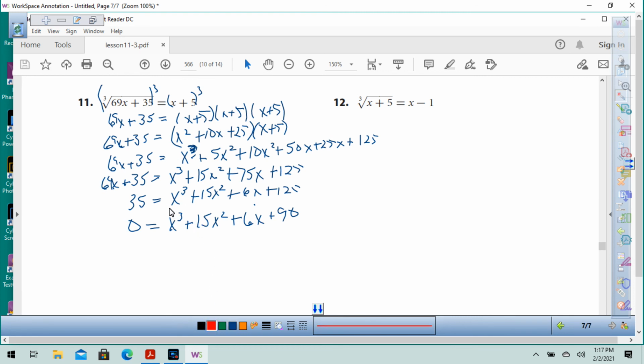Factor this. I'm going to group the first two and then group the last two. I got 0 equals, and then I can take an x squared out, and that gives me x plus 15, plus, take the 6 out, and that gives me x plus 15. So 0 equals x squared plus 6 times x plus 15.